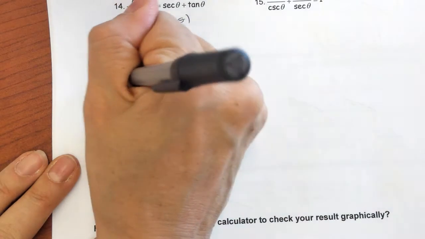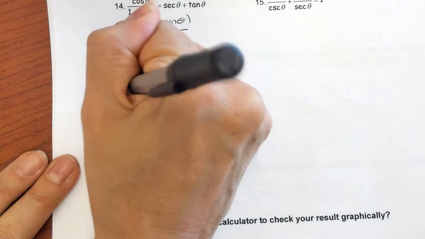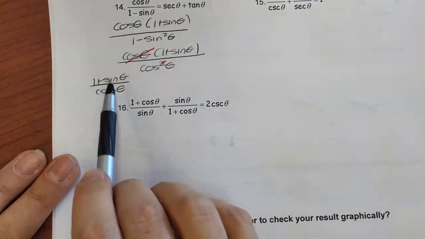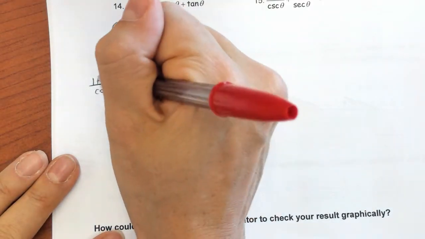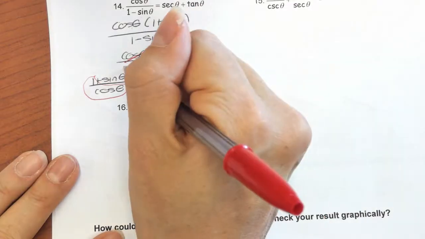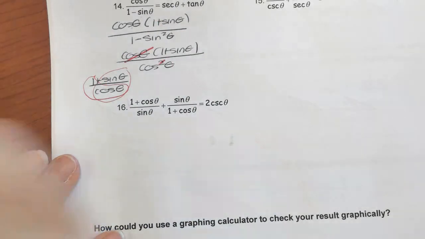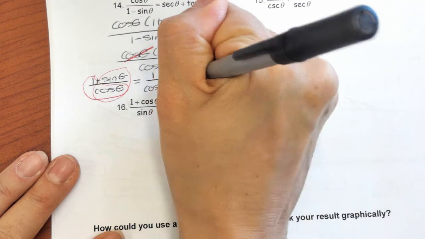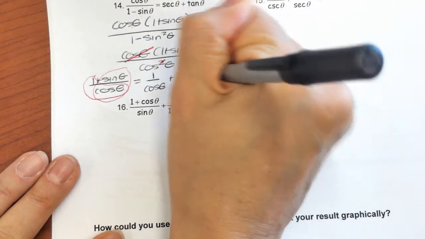And now I can cancel this cosine with one of those, which gives me 1 plus sine theta over cosine theta. It's not right where I want to be yet, but take a look at how this works, right? When I divide, if I have only one thing on the bottom, this is saying this is 1 over cosine theta plus sine theta over cosine theta. I can split it up. So again, this equals 1 over cosine theta plus sine theta over cosine theta.